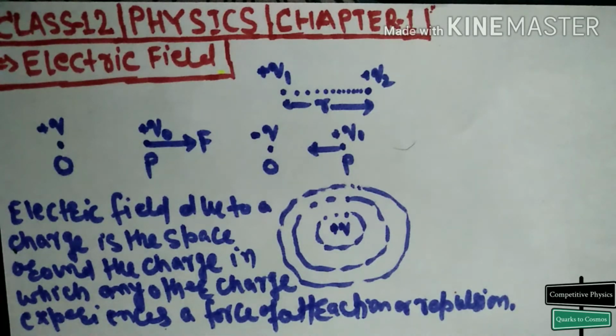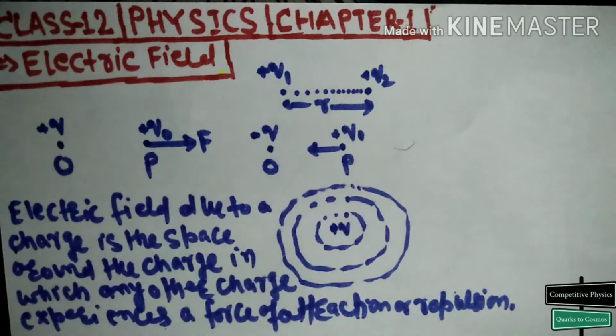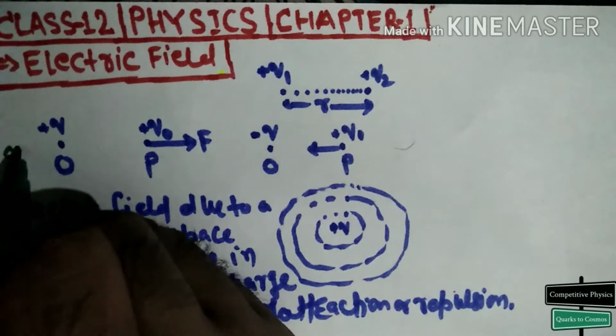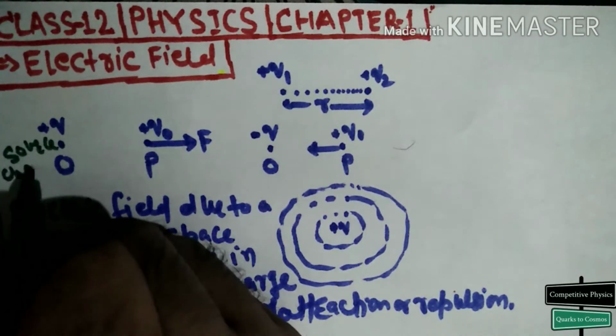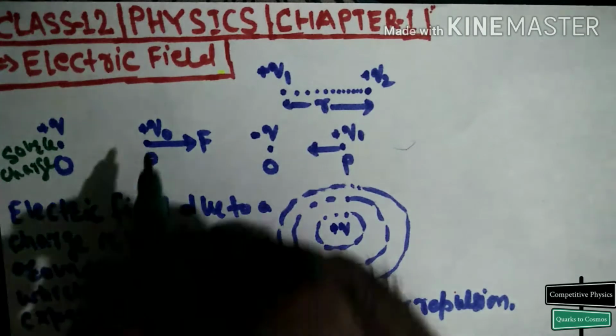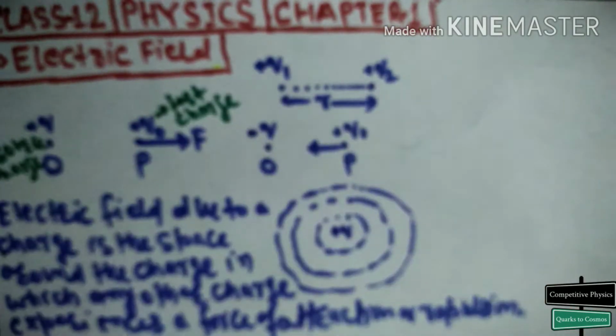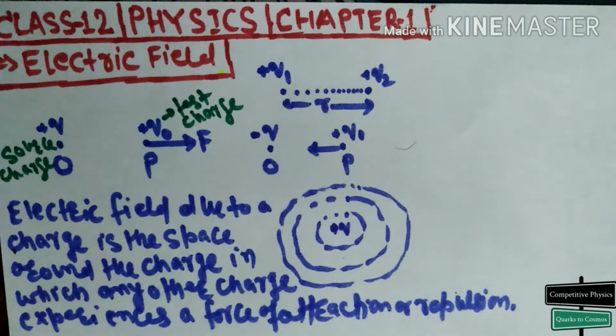Remember one thing, this charge plus Q is called the source charge. This is called the source charge. Okay, because it produces the electric field, and this charge plus Q naught is called the test charge. And one more thing you have to remember, that this test charge should be as small as possible, so that its presence does not affect the field due to the source charge.